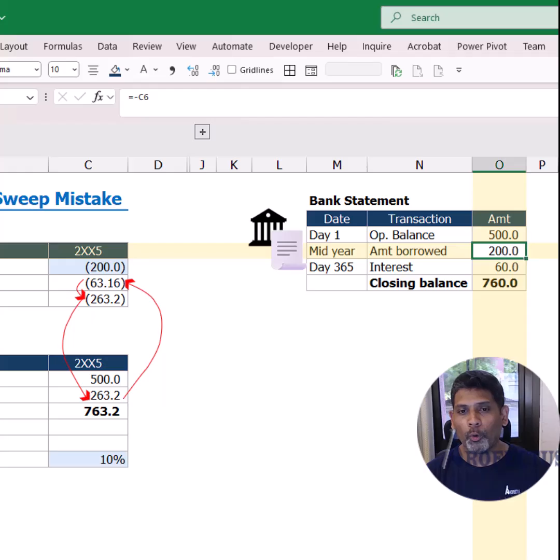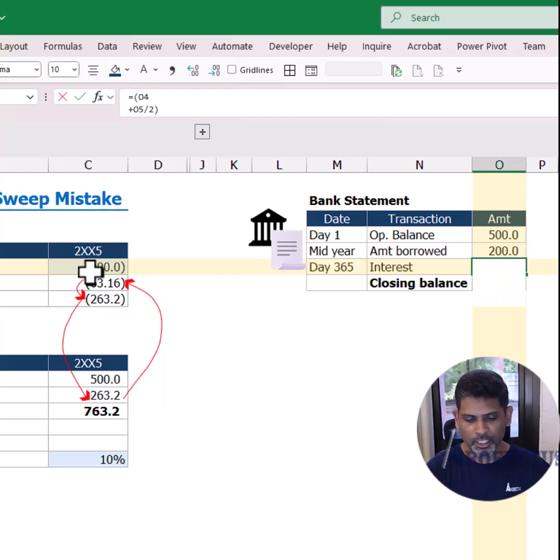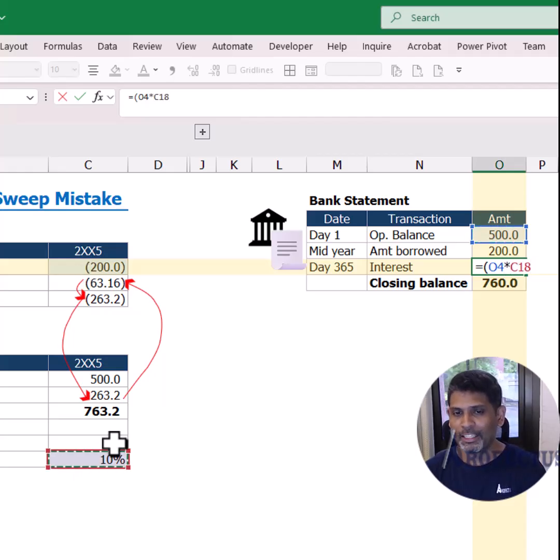I'm going to be borrowing this core business shortfall of 200. Let's say I'm borrowing this in the middle of the year. What is going to be the interest amount? The interest amount that banks would be charging at the end of the year is going to be on the opening balance. They'll be charging interest for the full year. And as far as the borrowing is concerned, since it's borrowed for half the year, they're going to be charging interest for only half of the period. So borrowing amount divided by 2 times interest rate.